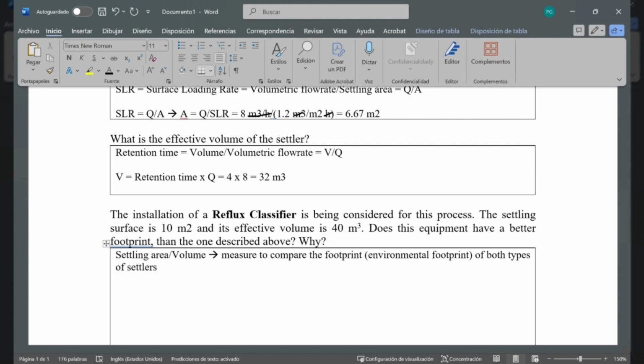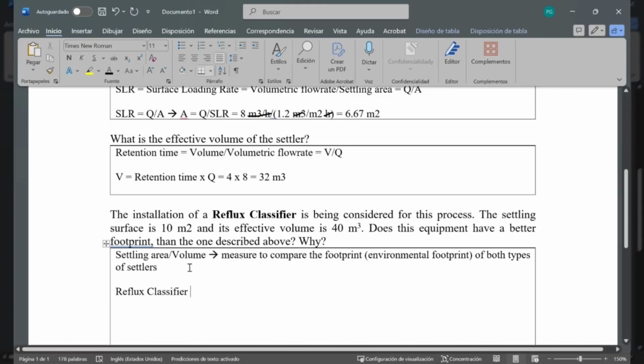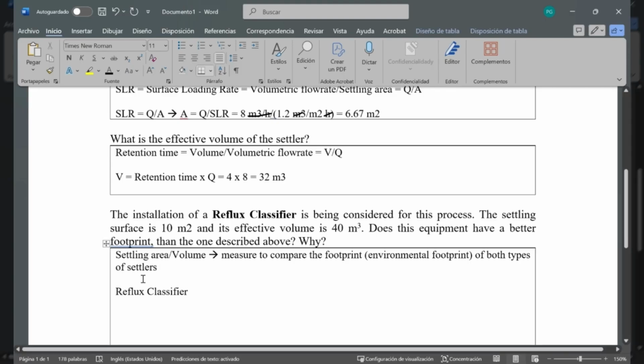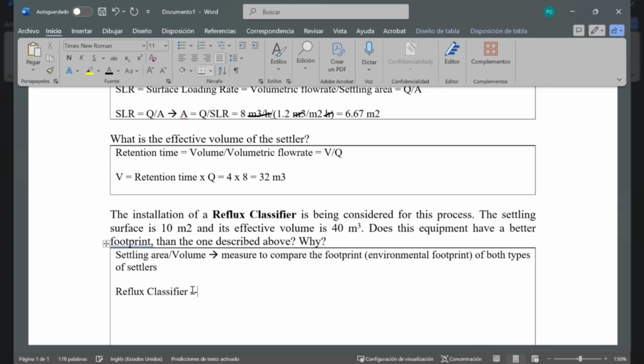Starting off, you're going to start with the reflux classifier, which is the one stated in the question. We're going to calculate this as the settling area over the volume. So for the reflux classifier, this is going to be 10 over 40. So this is going to be 0.25 square meters over cubic meter.